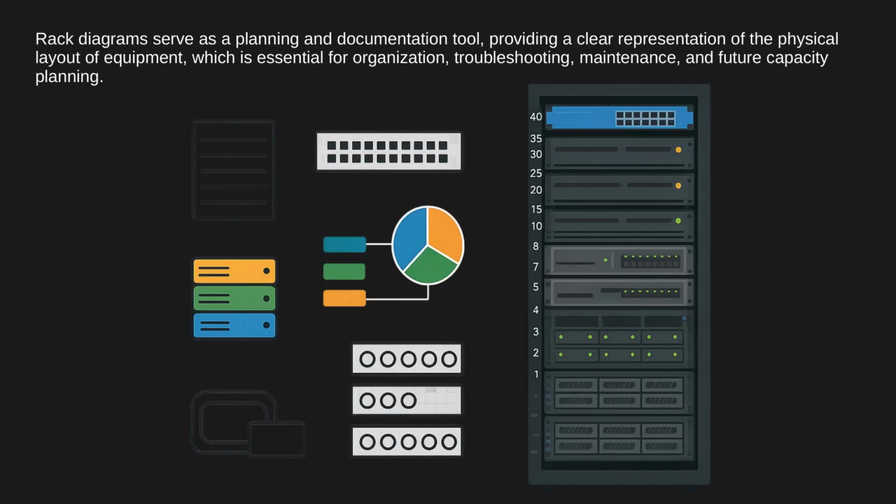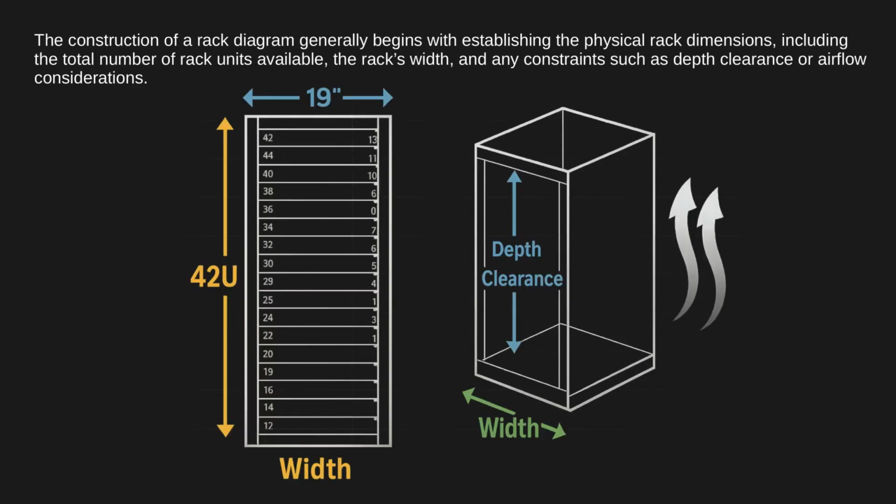Rack diagrams serve as a planning and documentation tool, providing a clear representation of the physical layout of equipment, which is essential for organization, troubleshooting, maintenance, and future capacity planning. The construction of a rack diagram generally begins with establishing the physical rack dimensions, including the total number of rack units available, the rack's width, and any constraints such as depth clearance or airflow considerations.